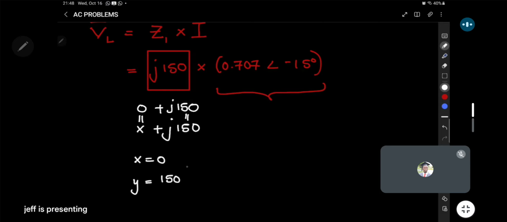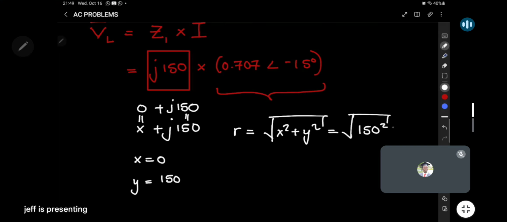With the x and the y figured out, we can get the peak value. The peak value can be obtained, as we saw earlier, by Pythagoras theorem, the square root of x squared plus y squared. But with x being 0, this will be the same as the square root of 150 squared, and this will be the same as 150. So the peak value is actually just 150.